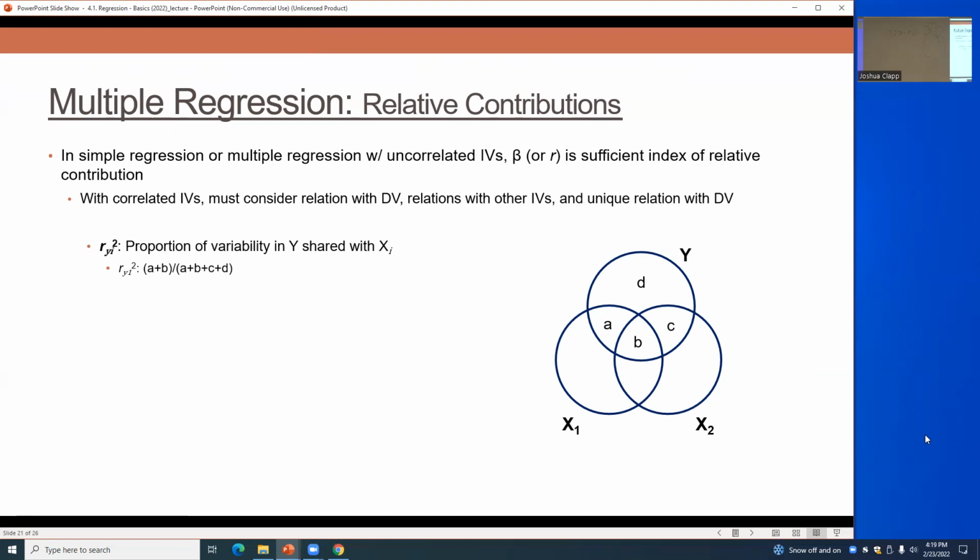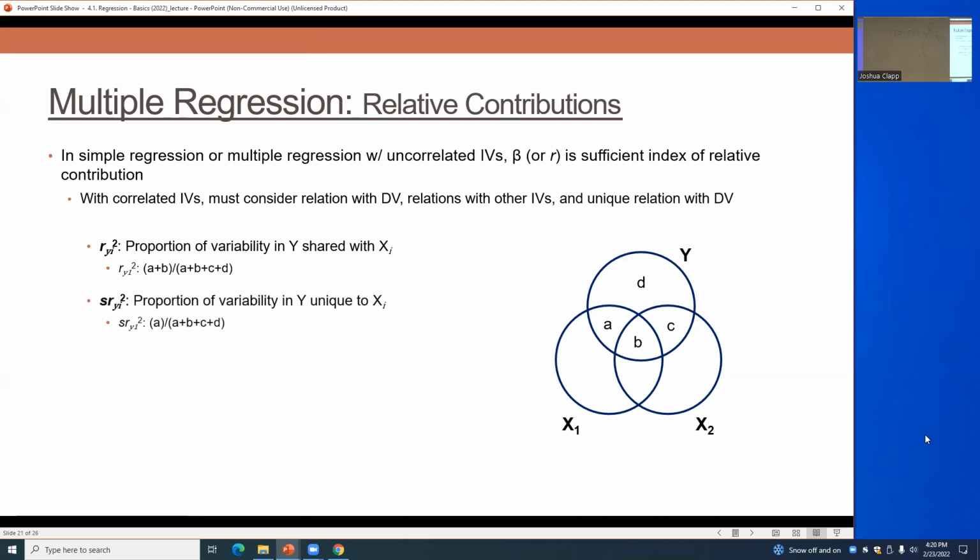So if I'm going to look at my squared Pearson correlation, okay, if I just take Y and X1, correlate that, and square that, it's going to give me the proportion of variability in Y that's shared with, let's say, X1, okay? This is going to give me AB over ABCD, all of the variability in my outcome. Okay, people see that ratio? People understand that ratio?